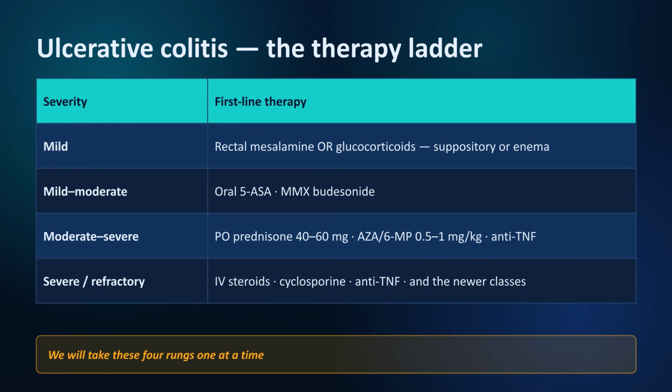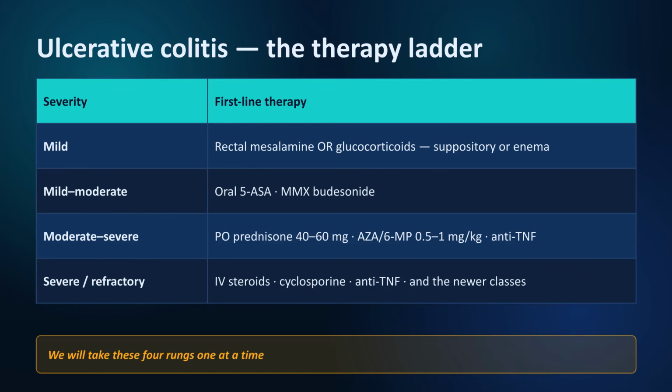Here is the whole ulcerative colitis ladder on one slide. Mild disease: rectal mesalamine or glucocorticoids as a suppository or enema. Mild to moderate: oral 5-ASA or MMX budesonide. Moderate to severe: oral prednisone at 40 to 60 milligrams, azathioprine or 6-mercaptopurine at 0.5 to 1 milligram per kilogram, and anti-tumor necrosis factor therapy. Severe or refractory: intravenous steroids, cyclosporine, anti-tumor necrosis factor, and the newer classes. We will now take those 4 rungs, one at a time.